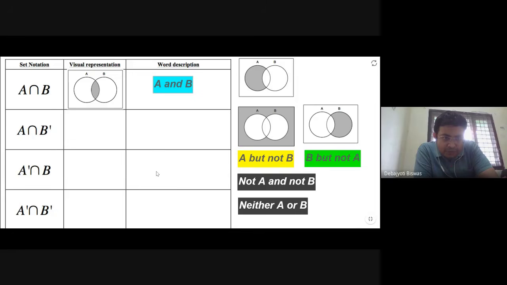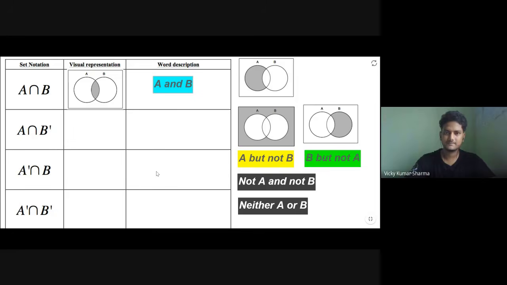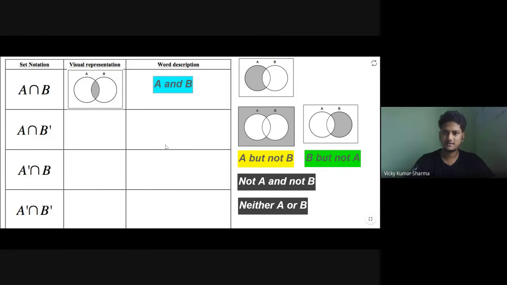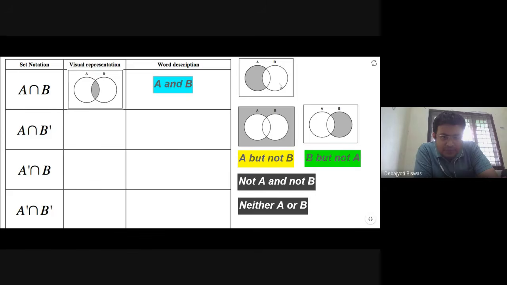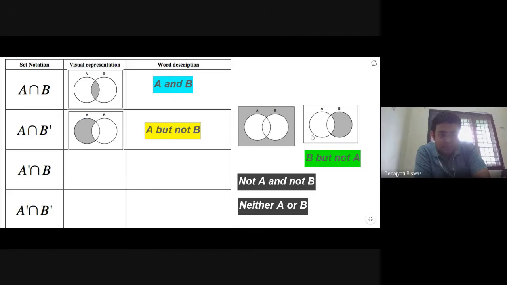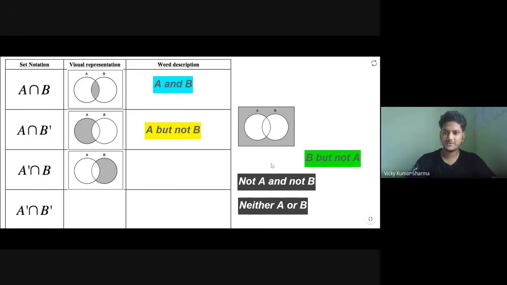So what about A intersection B complement? A will be there and B will not be there. Okay. Which part? I think the first one. This one, is it? Yeah, A is there, but B is not there. Okay. So that is A but not B. Okay. So what about the third one? Just the opposite one. So that is B but not A. Okay.